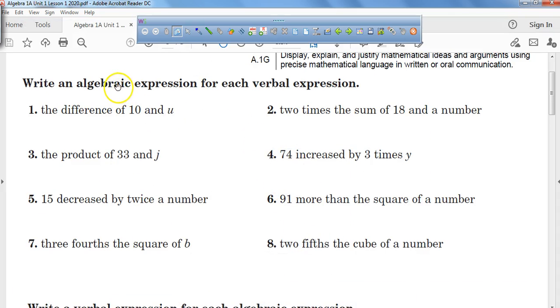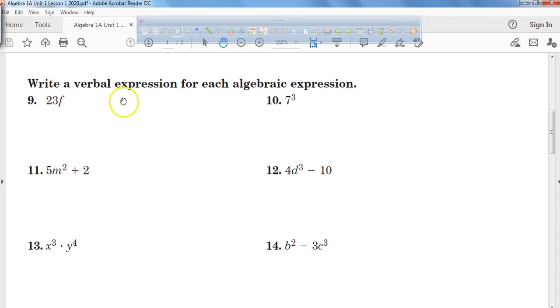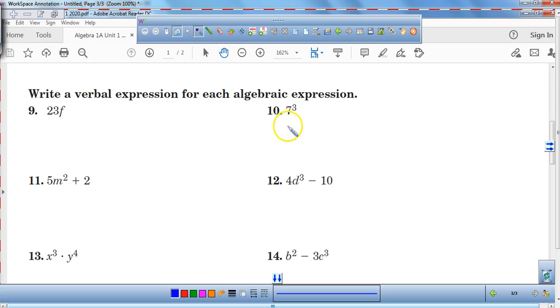So basically what we're doing is taking algebraic expressions for each verbal expression. Now we're going to write a verbal expression for each algebraic expression. Some of them are easy. Like here we could just say this is 7 cubed, and you're done.